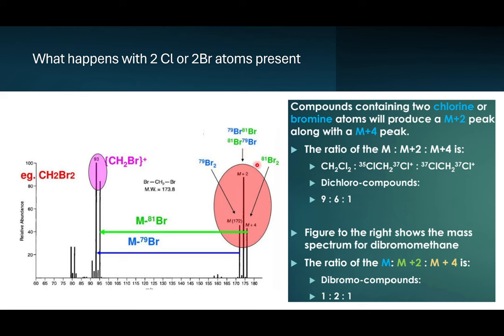So for chemistry, we have to highlight these anomalies. So we have that there. For bromine, if we have two bromines in a compound, the M+2 peak is going to be higher than the M+ peak, and then the M+4 peak. So that's just some information there.